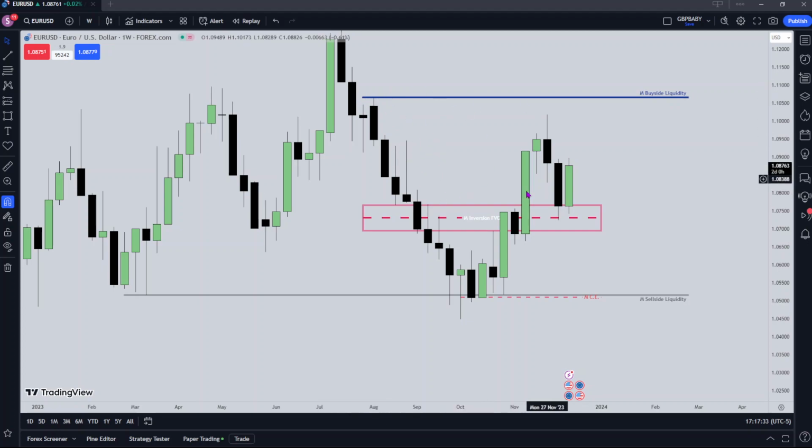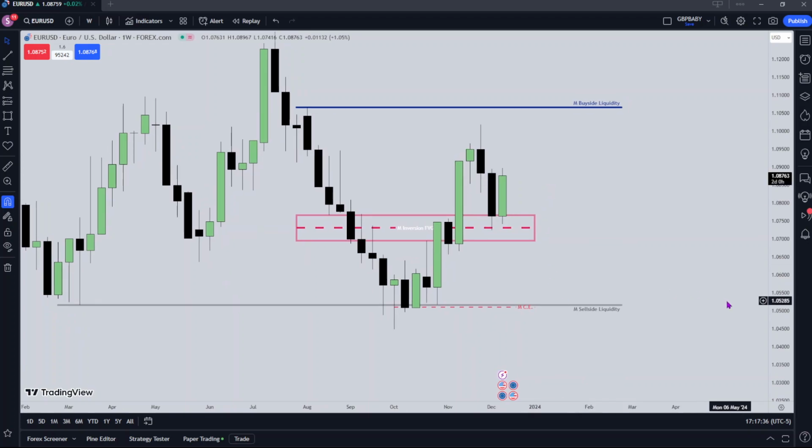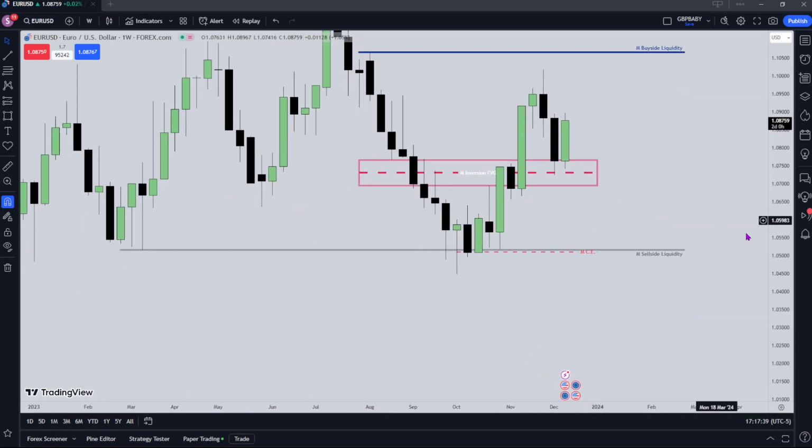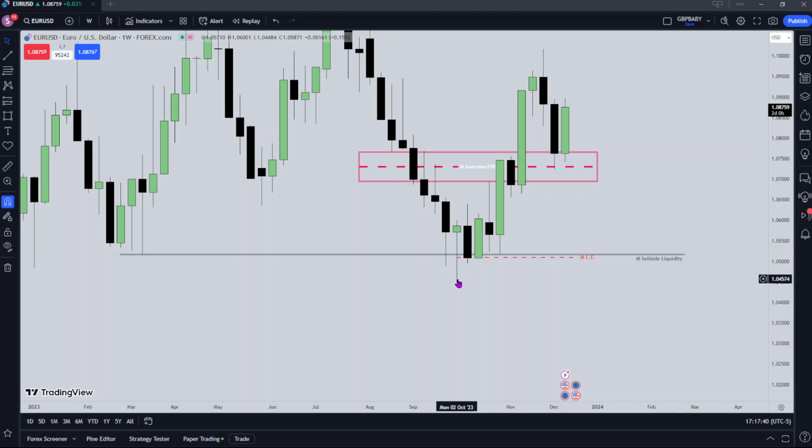Now on the weekly, we're going to do the exact same thing. What can we see and what do we anticipate? Well, we'll start from the bottom and work our way up. So here's that monthly sell side liquidity. We stabbed into it once, twice, a couple times on the monthly, but you can see how we're constantly finding support and volume turned around at this level.